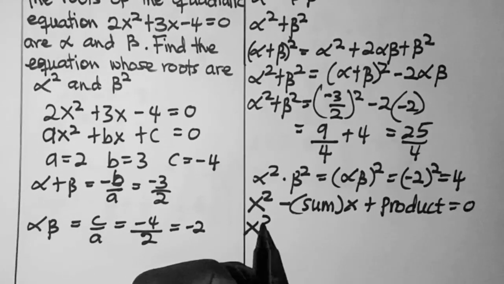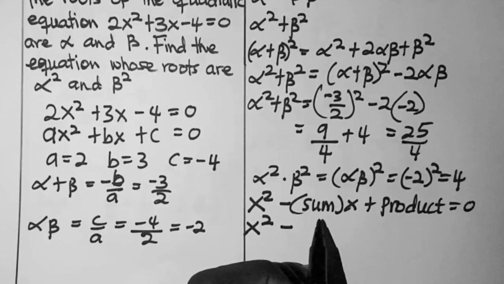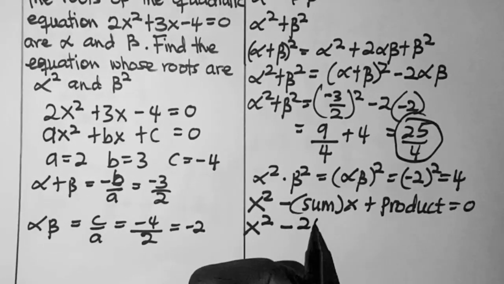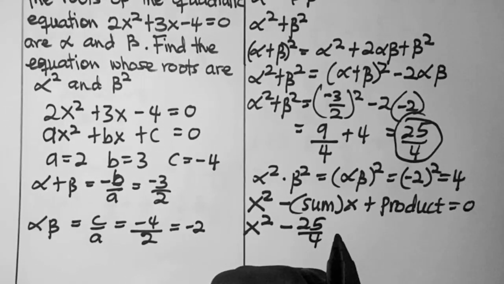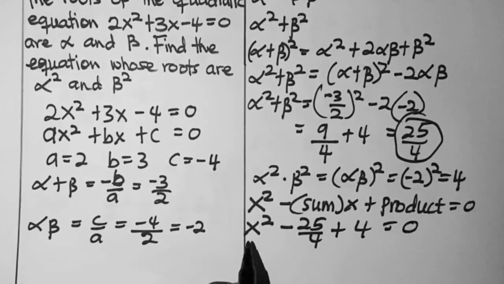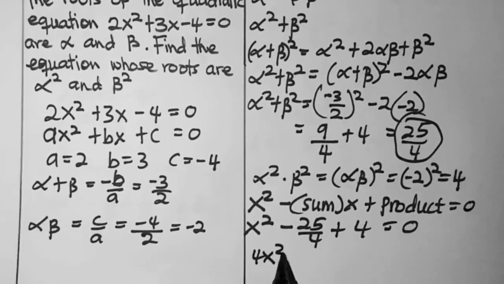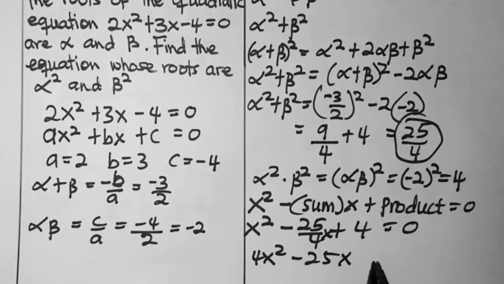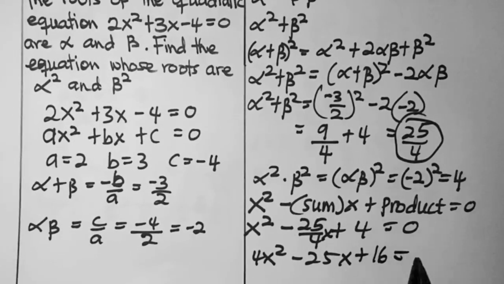So this becomes x squared, then minus the sum of the roots we got as what? 25/4. So -25/4 x. Then plus the product of the roots 4 equals 0. So if we multiply through by 4, you get 4x squared minus 25x plus 16 is equal to 0.